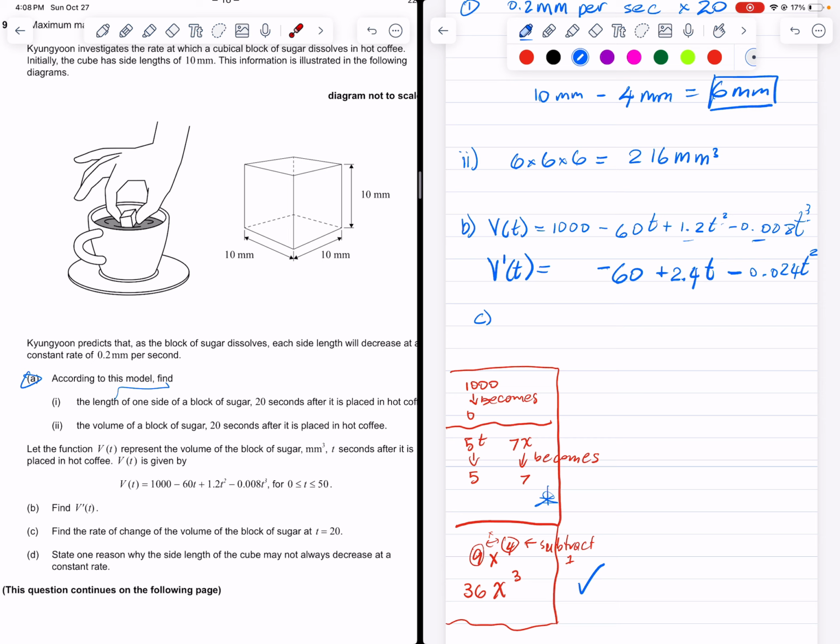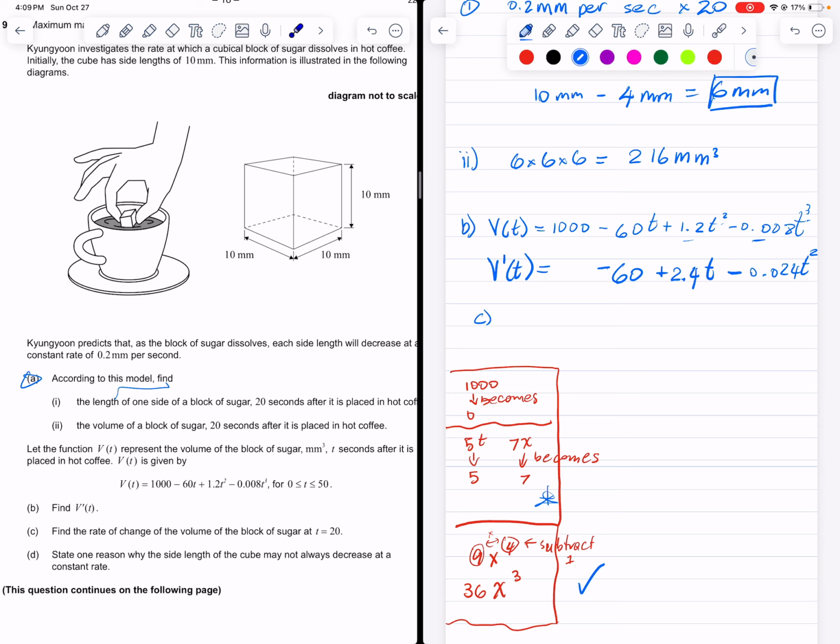It asks us to find the rate of change of the volume of the block of sugar when t is 20. It's important to remember that whenever you differentiate, that is the rate of change of whatever this thing is. So we have found the rate of change of volume at any time between 0 and 50 seconds. So all we have to do to figure out the rate of change when t is 20 specifically is to plug 20 into this expression here. So let's go ahead and do that.